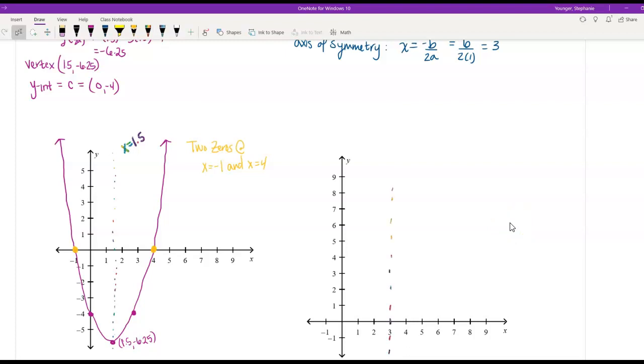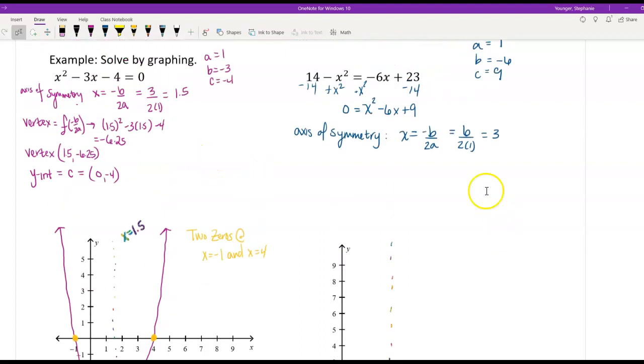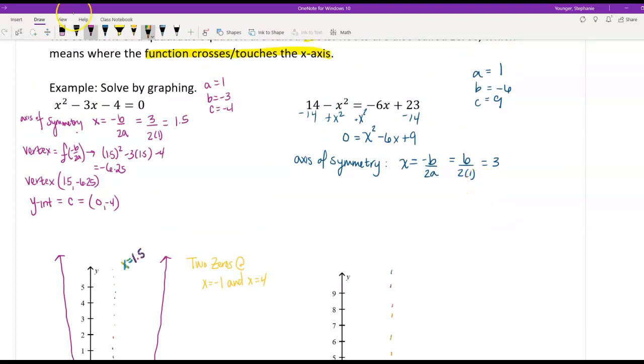It's not perfect, it's just for reference that that is my axis of symmetry. Next, we're going to find the vertex, which is the point negative b over 2a, comma, f of negative b over 2a. Well, we already know what negative b over 2a is. It's 3. So in actuality, we're only looking for 3 and f of 3.